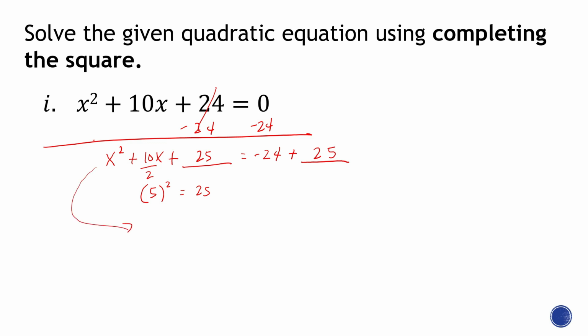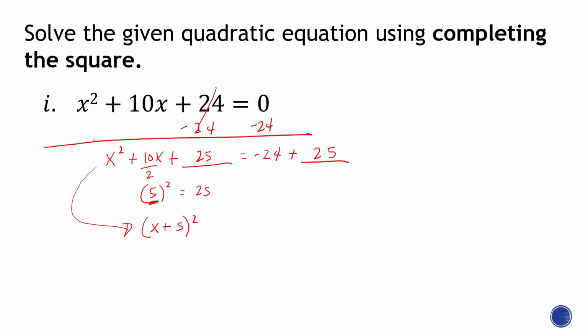Now, this is what we're going to do. Express that as a binomial square, right? Because this is a perfect square trinomial. This is just equal to x, that's plus 10, so plus the square root of 25, which is 5, squared.